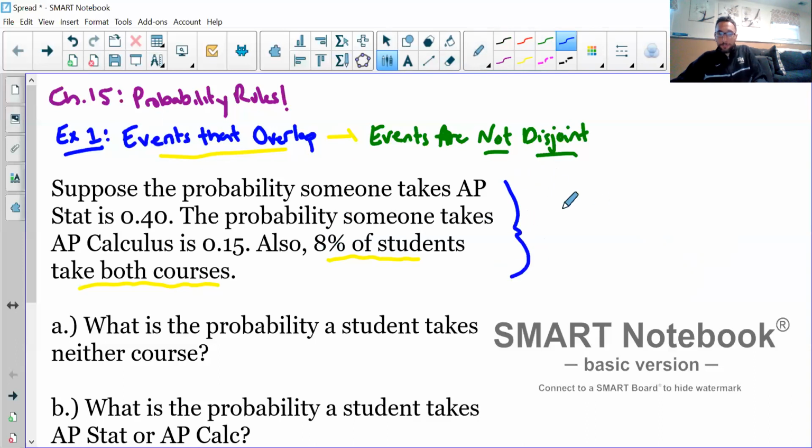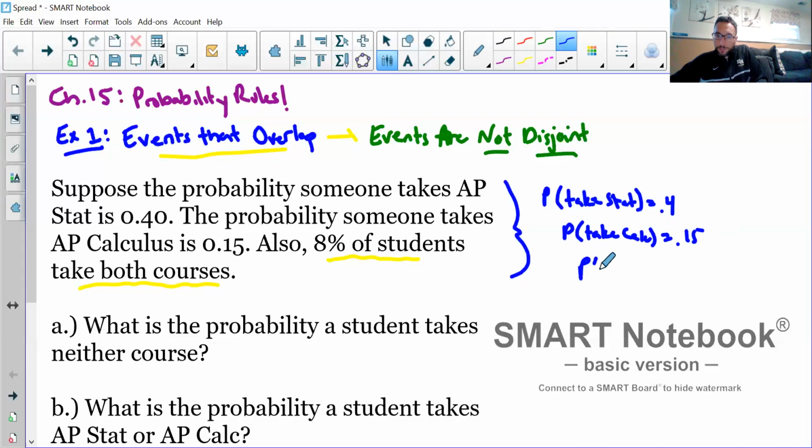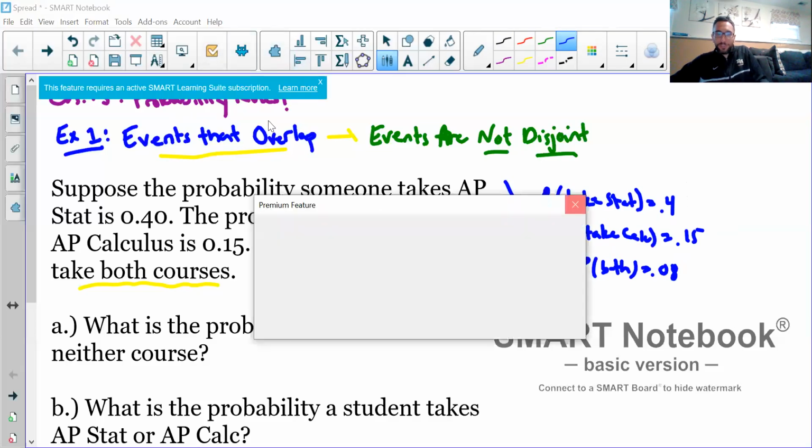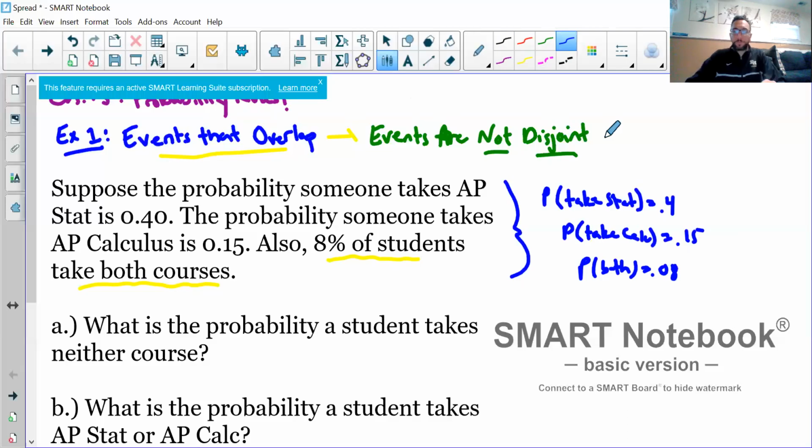For the sake of your notes, you don't have to write this entire context in your notes. Below example 1, you can just say the probability that someone takes stat is 0.4. Probability someone takes calc is 0.15. And the probability someone takes both is 0.08. So for right now, really all you need in your notes is what's in all this marker, the purple, blue, green, and blue over here.